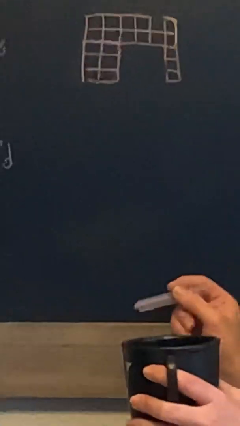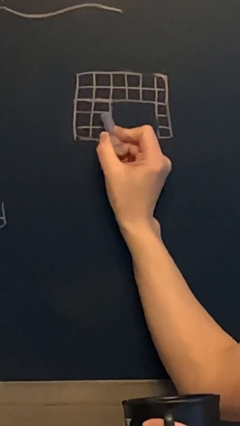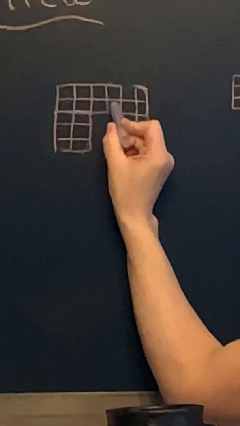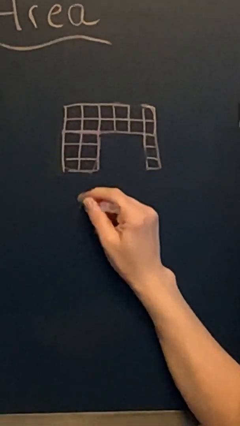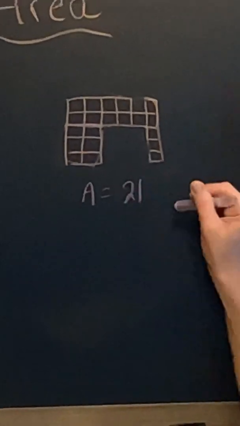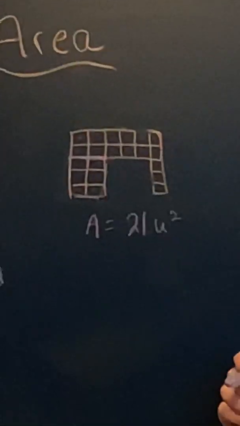Okay? The next one, we're going to count all the units inside first. We have 1, 2, 3, 4, 5, 6, 7, 8, 9, 10, 11, 12, 13, 14, 15, 16, 17, 18, 19, 20, 21. Okay, so my area is 21 units squared.